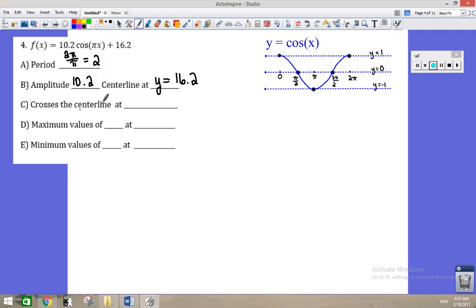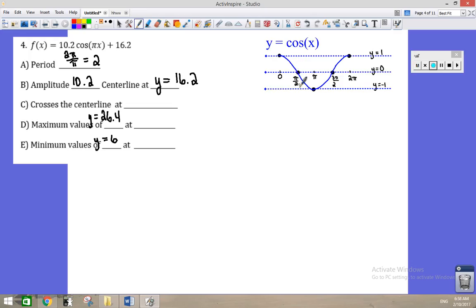Our maximum values and minimum values are 10.2 units away from this center line. So if we add that amount, we'll have y equals 26.4 for a maximum value. And if we subtract that amount, we'll have y equals 6.